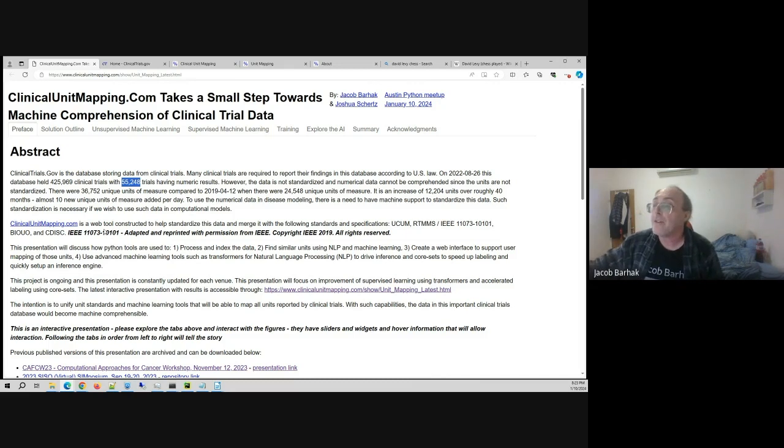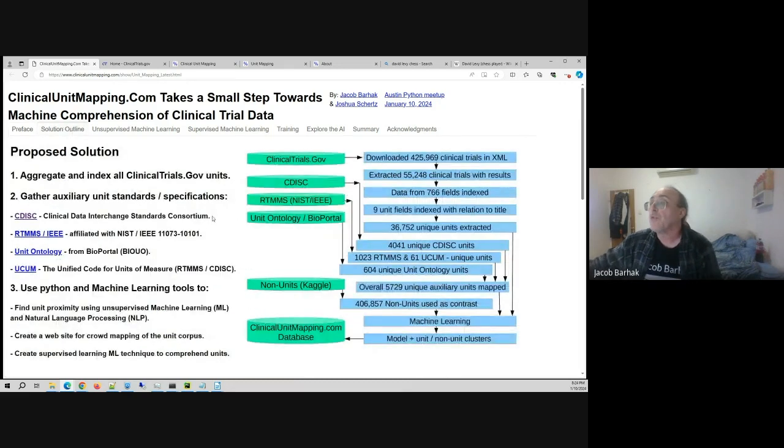So I took several existing unit standards or specifications. You can see in highlight here is IEEE. IEEE actually gave me permission to use their data set for non-commercial purposes. So you can go on my website and see some of the units at some point. But there are other sources like CDISC and BioOntology. And actually, let me show you, all those are my data sources.